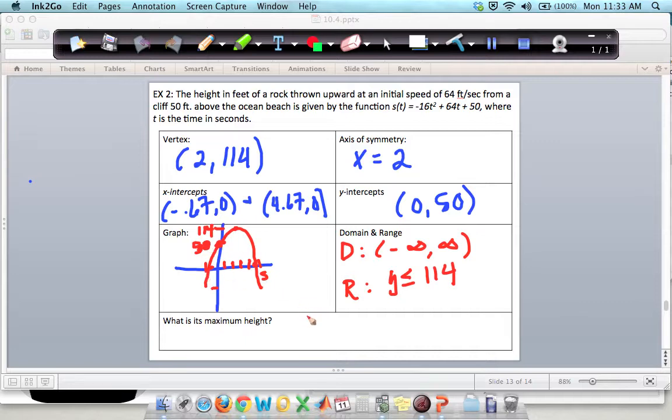And then the last question says, what is the maximum height? I want you to highlight this. When you see max or min, remember what I'm asking you for is the y value of your vertex. That's always going to be your maximum or minimum. So in our case, our maximum height is the y value of our vertex, which is 114, and the unit is feet. So 114 feet. That's the maximum height that the rock reaches, and it reaches that at 2 seconds.